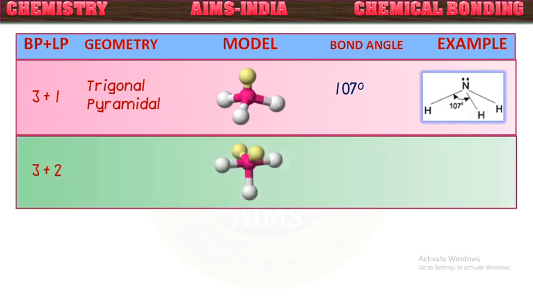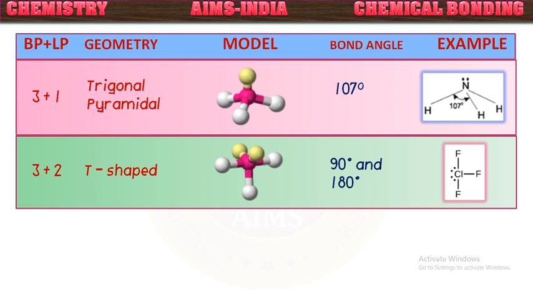And next, three bond pairs and two lone pairs. Here, these three bond pairs will come into a T shape. Hence, these molecules are called T-shaped molecules, and these two lone pairs are above this. So here, in the same line, the bond angle will be 180 degrees, and here the bond angle will be 90 degrees. So we say two bond angles, 90 and 180. An example for this kind of molecules is chlorine trifluoride, ClF3.